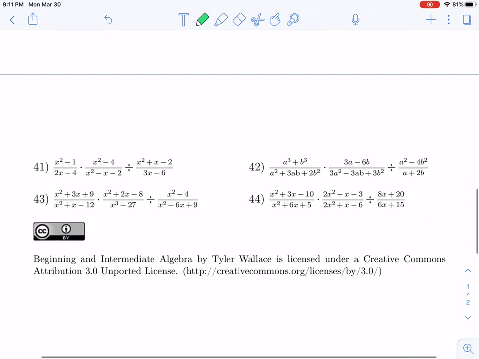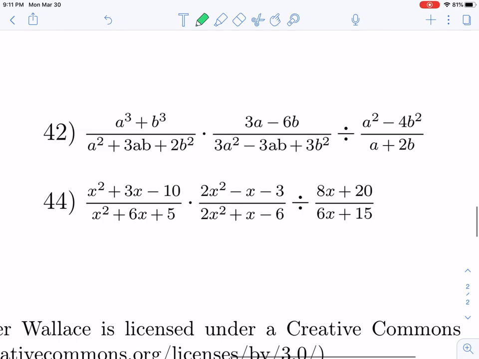Then I want to scroll all the way down to the bottom here because I had a lot of questions on things like these. So first off on 42, yes, here I would expect you to recognize that that's a sum of cubes. That will not be on the quiz or on the test though, so don't spend too much time focusing on that. But let's go ahead and work on number 44 because I had a lot of kids ask questions on problems like this. We have 3 fractions, all right? The first 2 are being multiplied, so I don't have to do anything there.